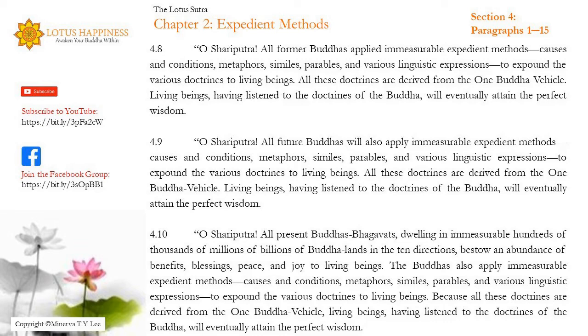O Shariputra! All present Buddhas, Bhagavats, dwelling in immeasurable hundreds of thousands of millions of billions of Buddhalands in the 10 directions, bestow an abundance of benefits, blessings, peace, and joy to living beings. The Buddhas also apply immeasurable expedient methods, causes and conditions, metaphors, similes, parables, and various linguistic expressions, to expound the various doctrines to living beings. Because all these doctrines are derived from the one Buddha vehicle, living beings, having listened to the doctrines of the Buddha, will eventually attain the perfect wisdom.